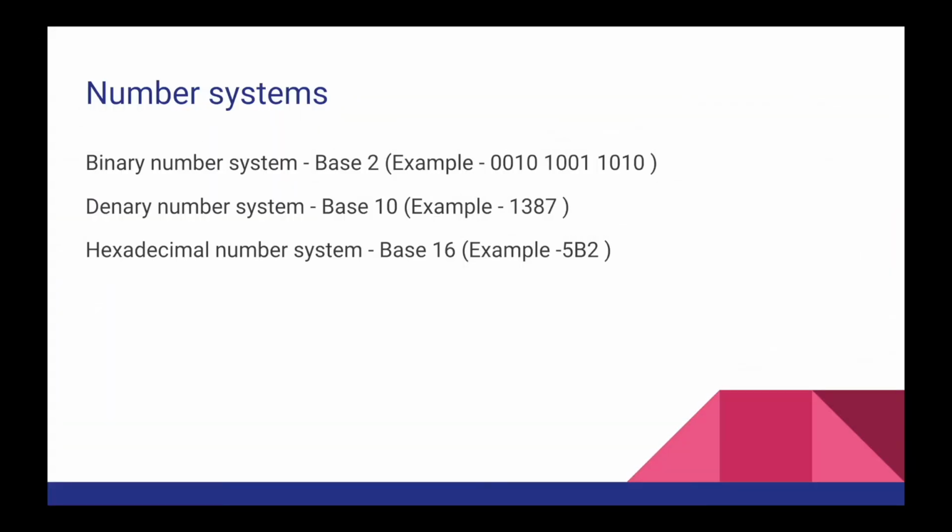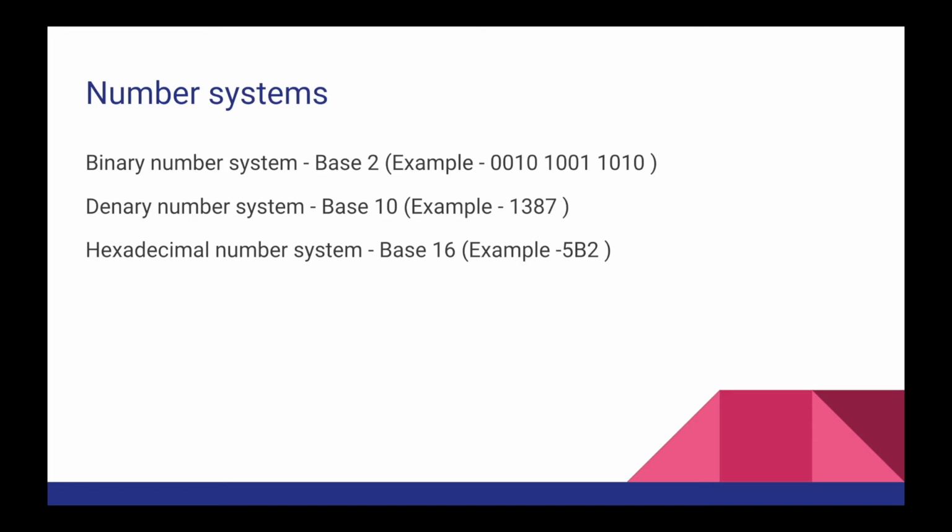Number systems. There are three types of number systems: binary number system, denary number system, and hexadecimal number system. A binary number system has a base of 2. A denary number system has a base of 10. A hexadecimal number system has a base of 16.